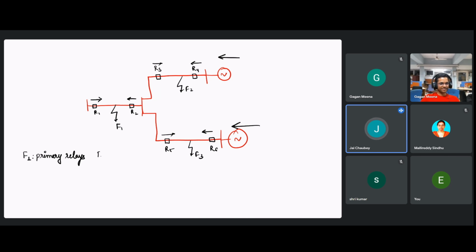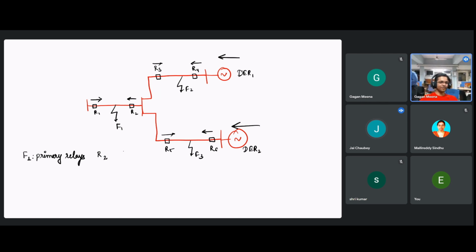So primary relay will be R2 only. In this case we have only one relay, R2. R1 will not see any current, because R2 will see current from both DER1 and DER2.